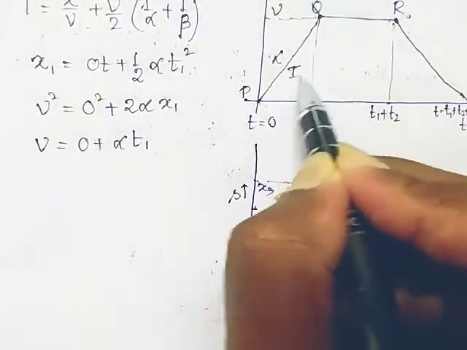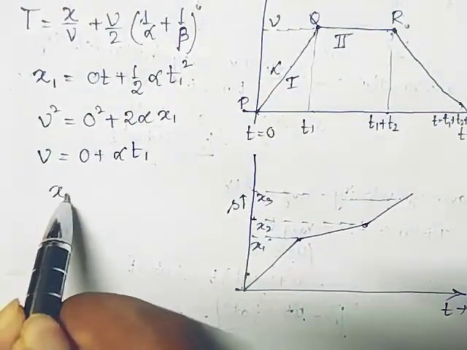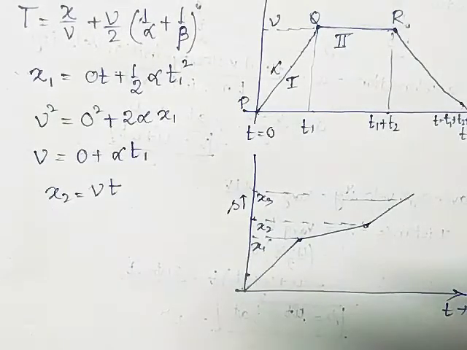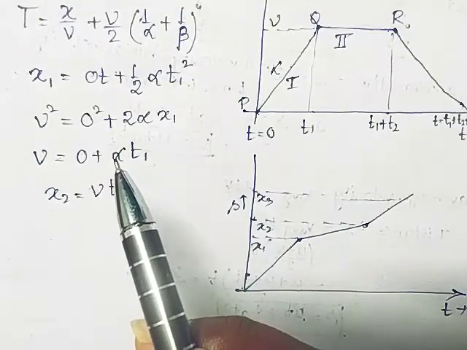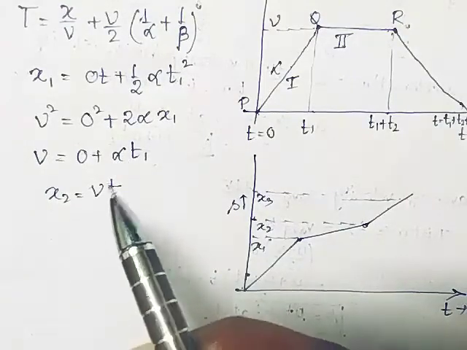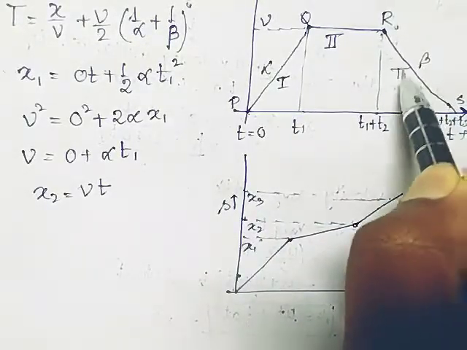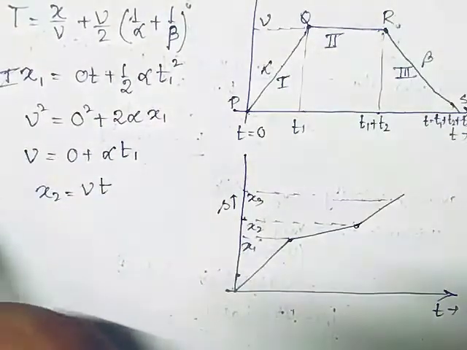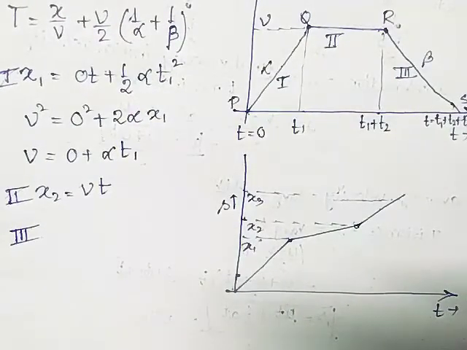For the second event, x2 equals v into t2, only one equation, because there is no acceleration, so the value of the acceleration is 0. After that it is retarded, and this value of retardation is beta, and we can say this is a third event. So this is for the first event, this is for the second event, and now I am writing for the third event.